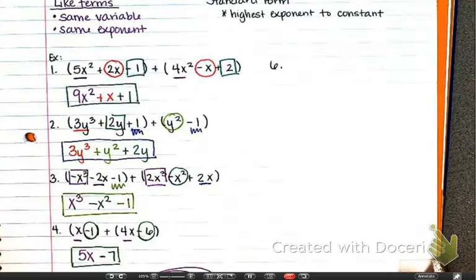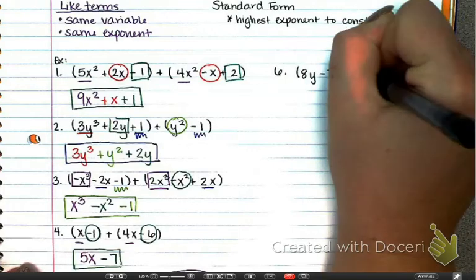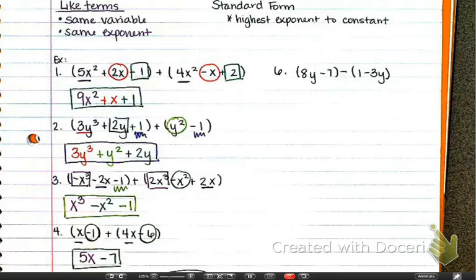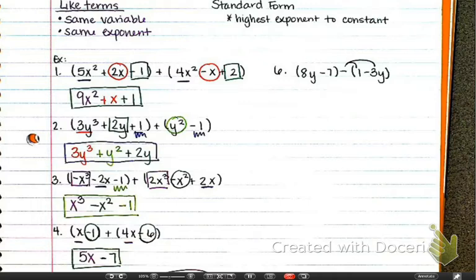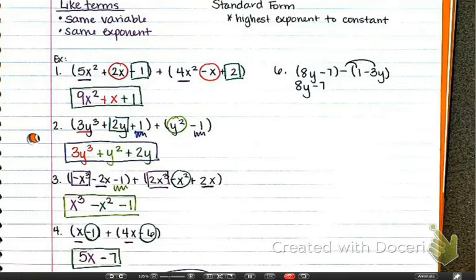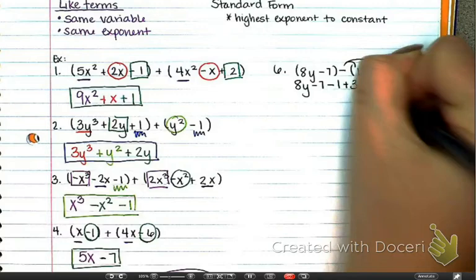Number 6. Let's see. Okay, so first step is to distribute through that negative. So I'm going to distribute that negative. Some of you will find tricks around having to write an extra step, and that's fine if you just change the signs in order to not mess up. I like to rewrite it. So I have 8y minus 7, and if I distribute a negative, I get -1 plus 3y.